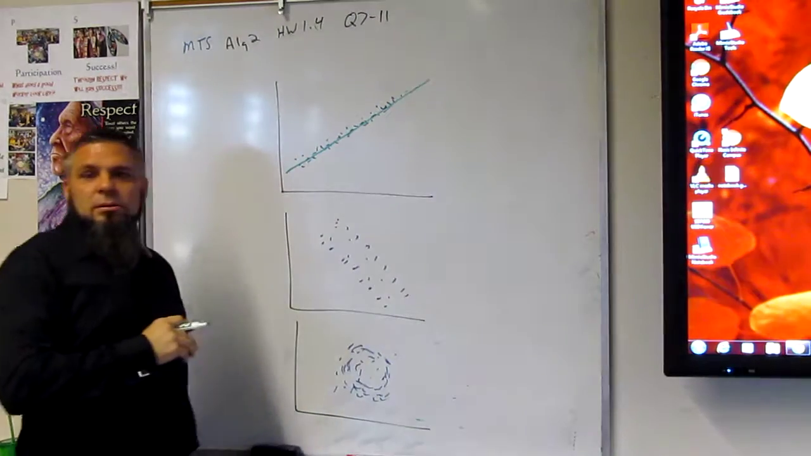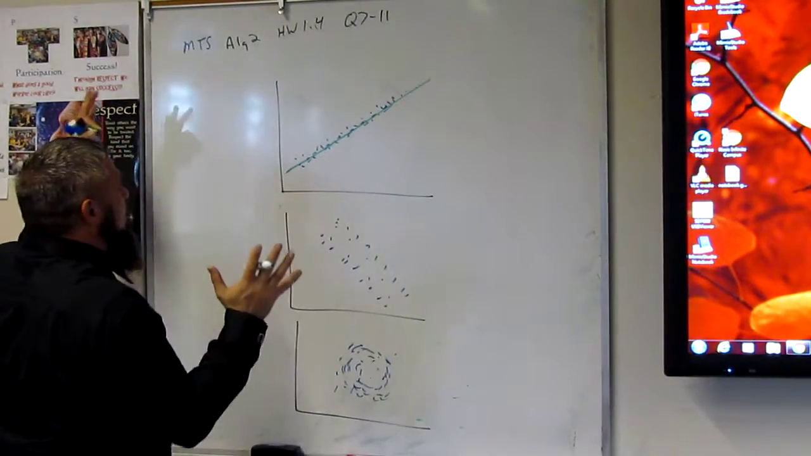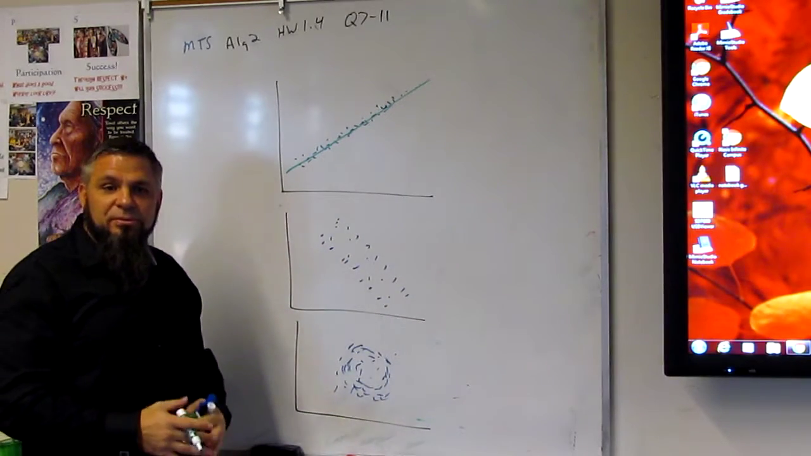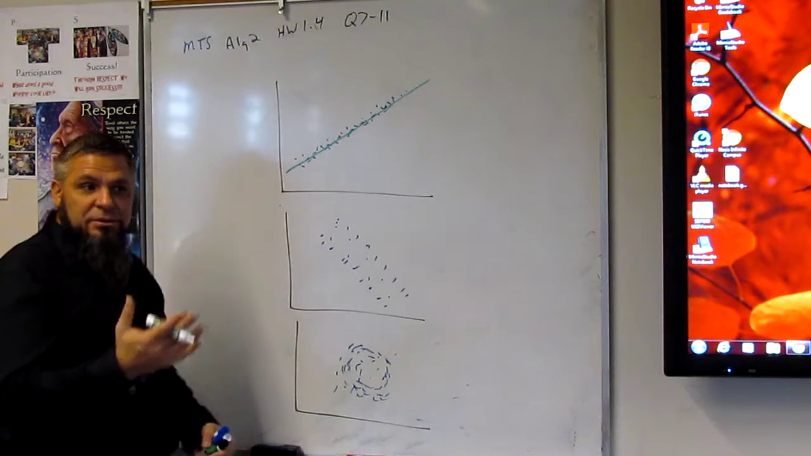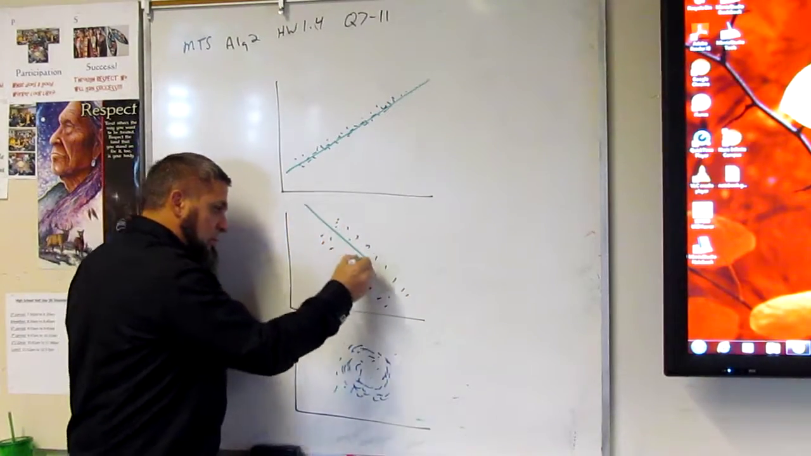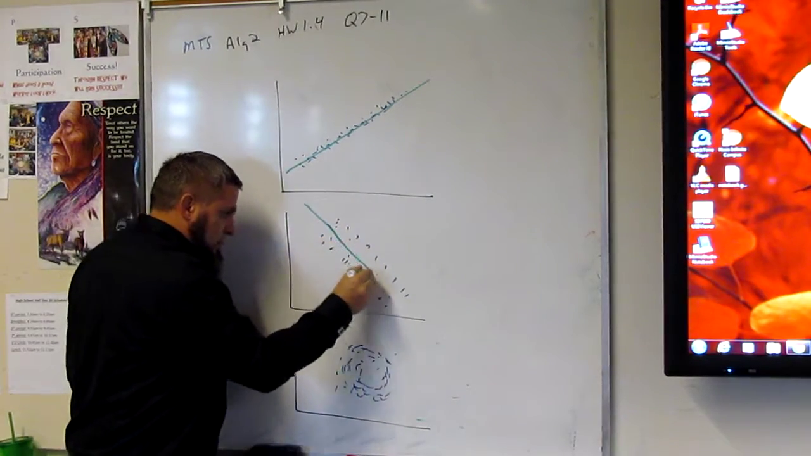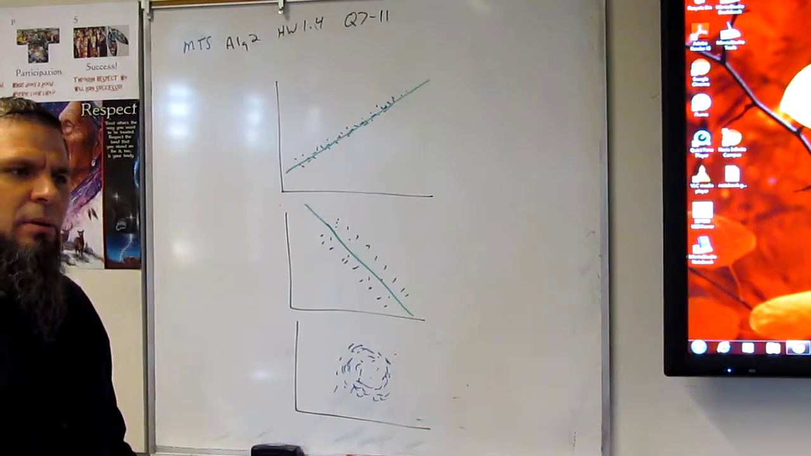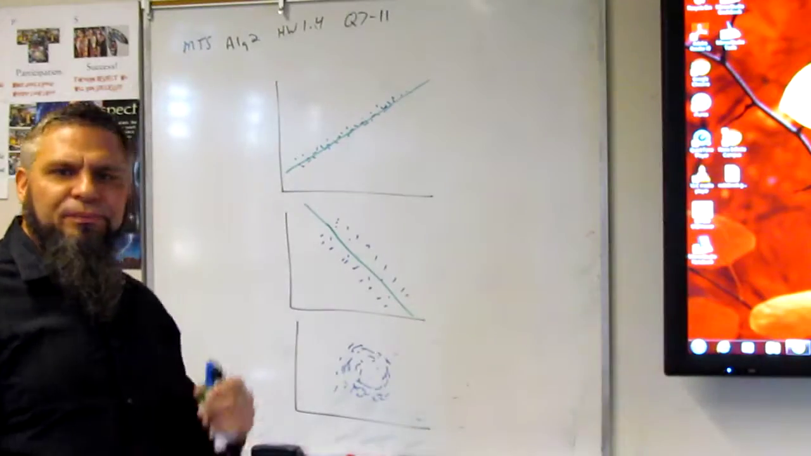So if I drew a line through this, how close are those scatter points to the line? Pretty close? Pretty far? Pretty close. If I drew a line through these, a little bad, sorry. Those are not as close, but they're there, they're just kind of spread out.